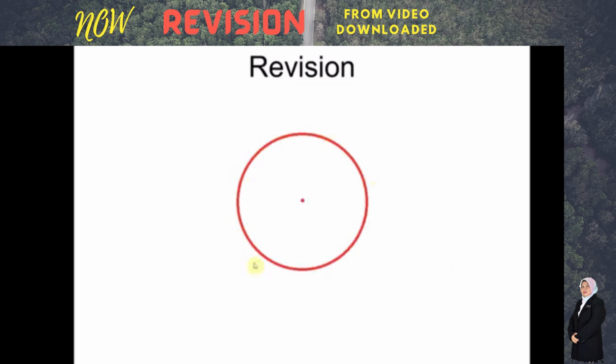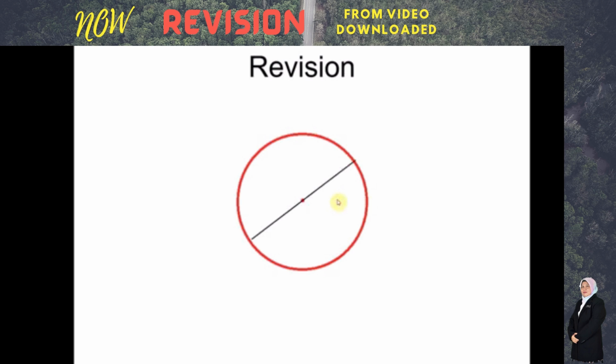So here we have a circle. So this dot in the center of the circle, we call this the center of a circle. And this line here, the outline of the circle, we call this the circumference. Then we have a line which connects the center of a circle to the circumference at a point here. So we call this a radius.